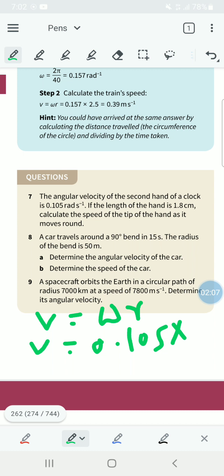You can actually leave it in 1.8 centimeters, but if you convert them into meters, you have to be very careful about the units. If they are asking in meters per second, then of course you have to convert that into meters. But here they have not asked in any specific unit, so you can leave it at 1.8. Then we have to do the calculation.